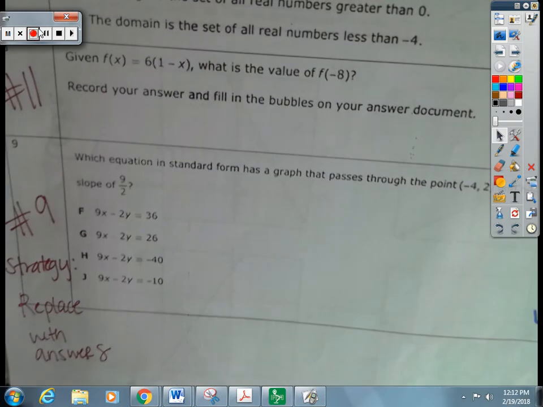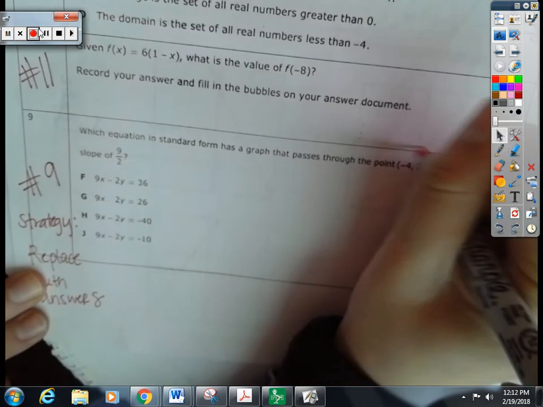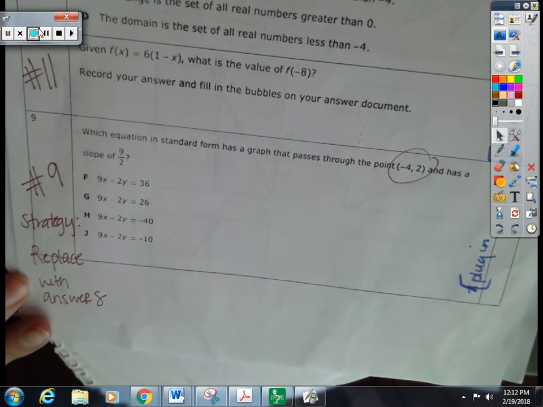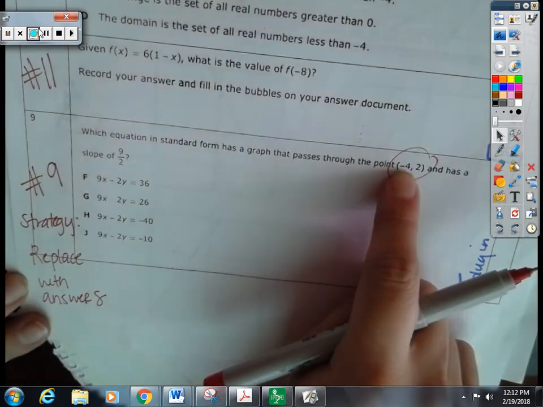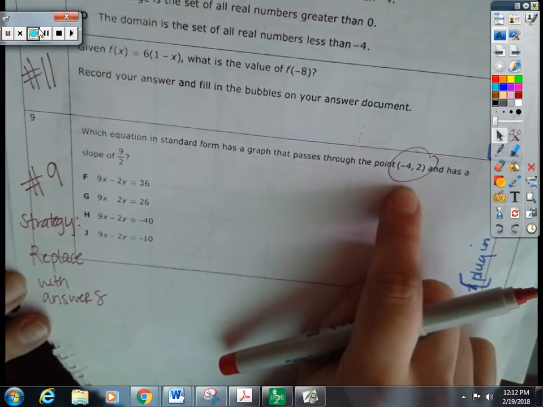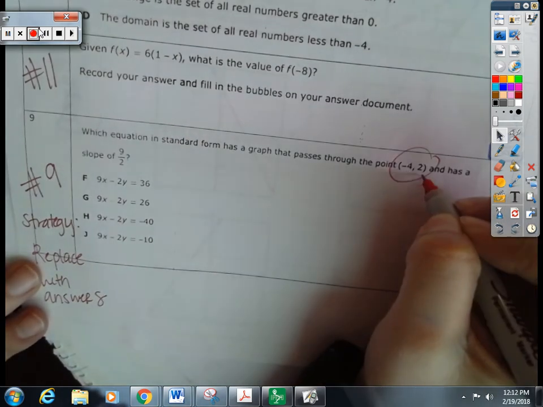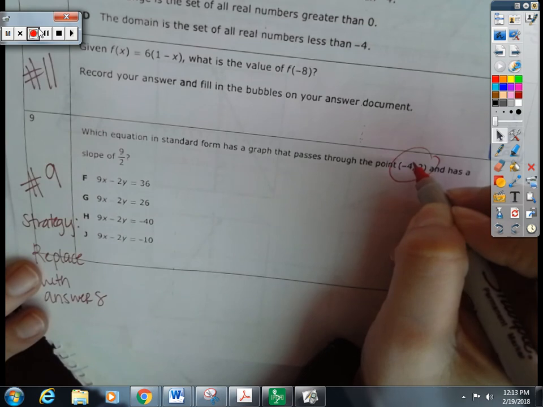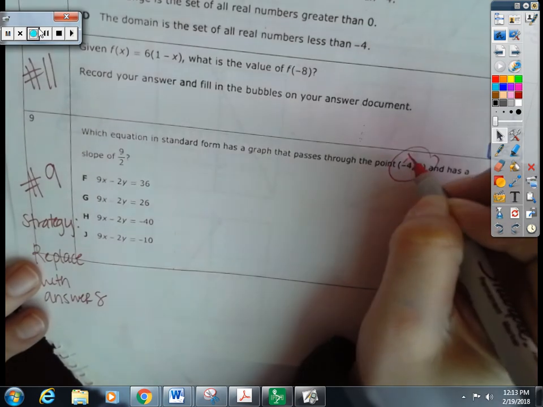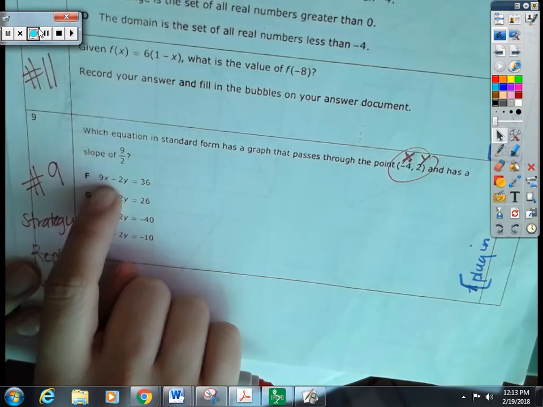So in the problem, please circle this. They give you a point. Please circle that: -4 and 2. -4, comma 2. I'm going to replace the x and the y with this. -4, is it x or y? X. And 2 is y. So I'm going to use those numbers and replace the x and the y.